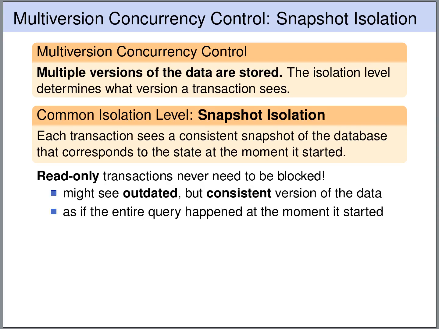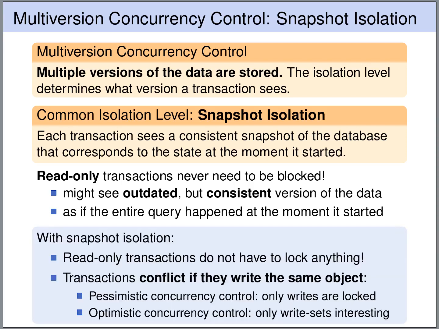This means that read-only queries never need to be blocked. They might see an outdated but still consistent version of the data. They see the version of the data at the moment of time when the transaction has been started, so it is as if the entire transaction would be executed instantaneously in the moment of time when it has been started. So with snapshot isolation, read-only transactions don't need to lock anything.